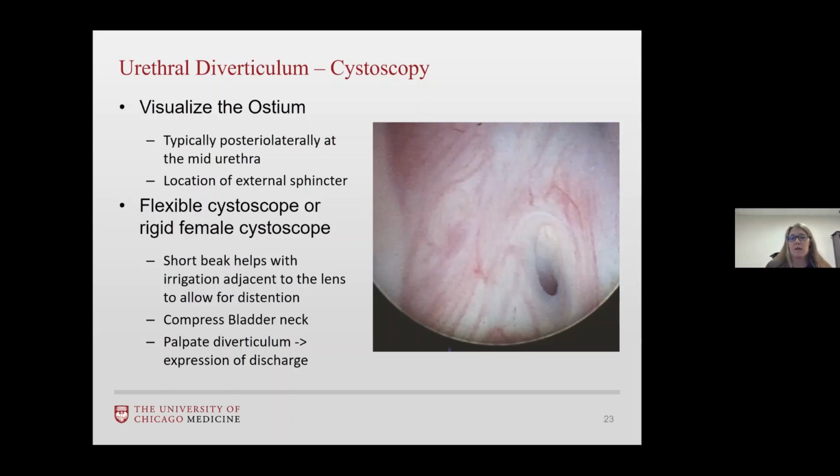Then you can vaginally compress the bladder neck, or compress right at the meatus, which I find useful because it allows that nice distension. You can also palpate the diverticulum if you are having trouble finding it, and look for any discharge or purulent discharge that comes through. But this is what it's going to generally look like here. That's what your os will look like. So it's not the most obvious finding. You want to do a really good exam.